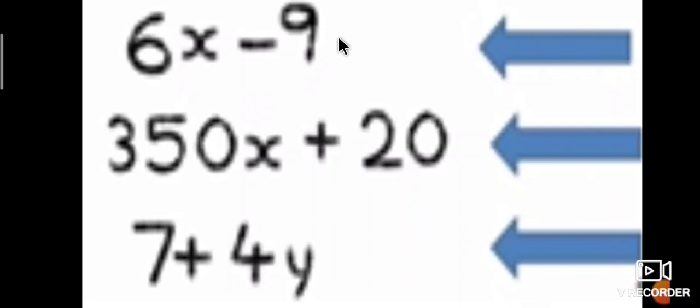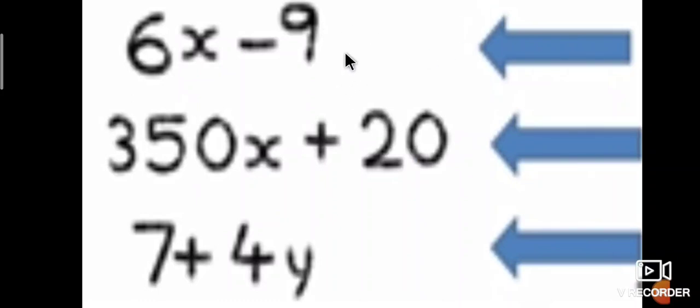Write equal to 0. Next one is 350x plus 20 is equal to 0. 7 plus 4y is equal to 0. These are all algebraic expressions, students. Write equal to 0 and that becomes an equation. It is a correction for you.